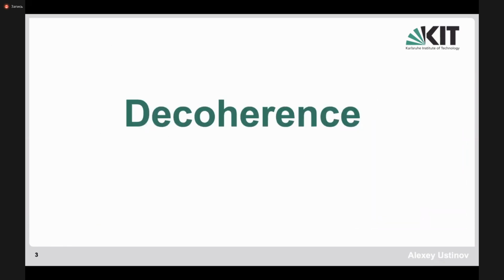All right, so decoherence. Decoherence means the property which sounds negative. One can turn it around into positive with the coherence, but what limits the coherence is decoherence.